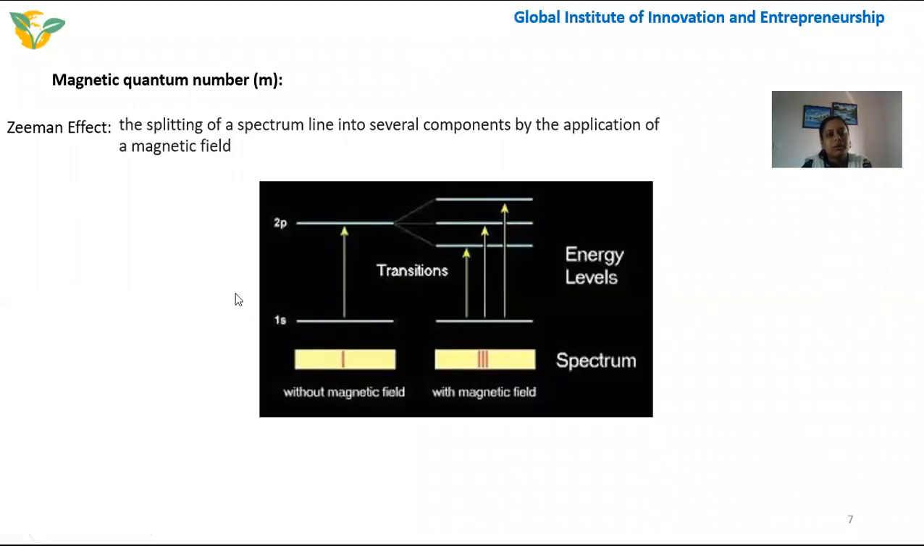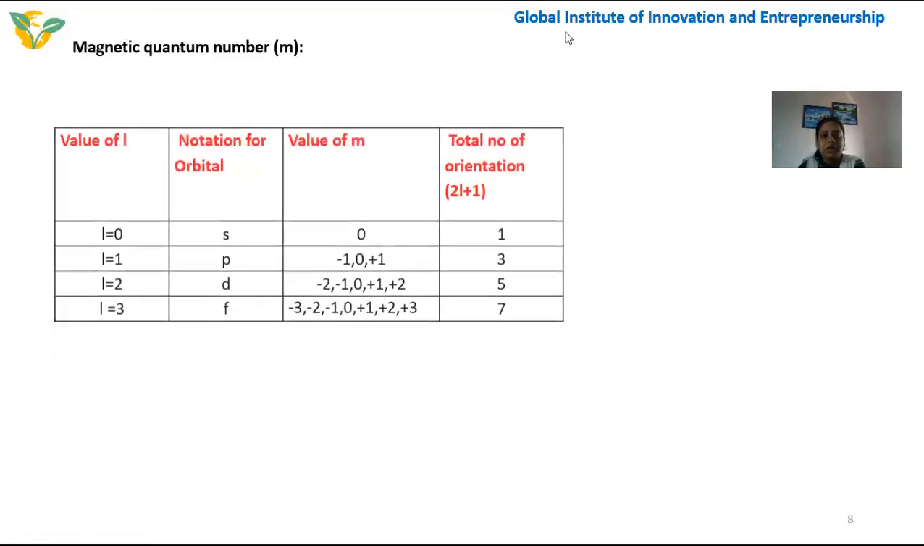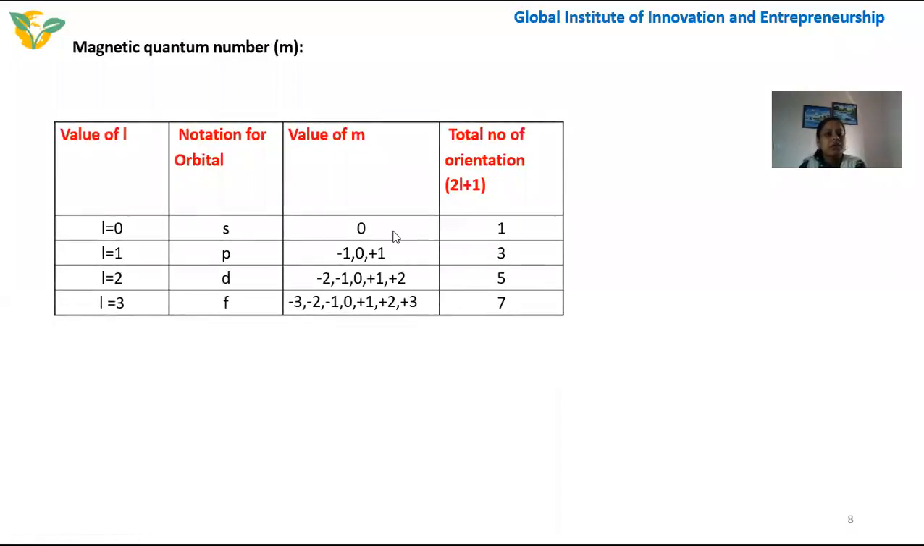The magnetic quantum number is denoted by small m, and its value ranges from minus L to plus L, including 0. So when L equals 0, the value of m is 0, so the s orbital has only one orientation. For L equal to 1, the values of m are minus 1, 0 and plus 1, so the p orbital has three different orientations. For L equal to 2, the d orbital has 5 different m values, which gives 5 different orientations of d orbitals, and for L equal to 3, the f orbital has 7 different orientations.